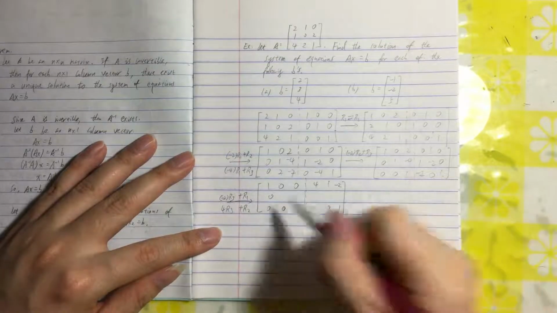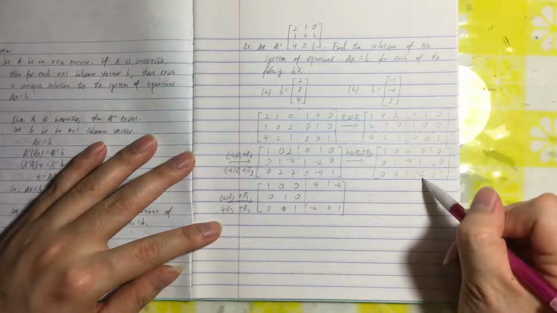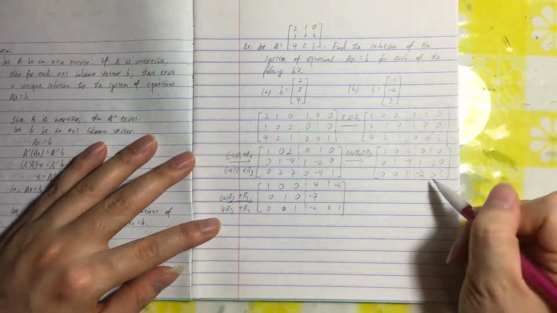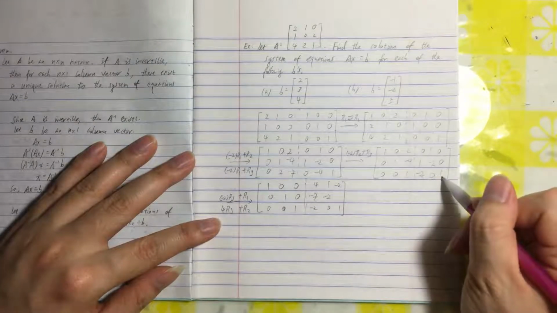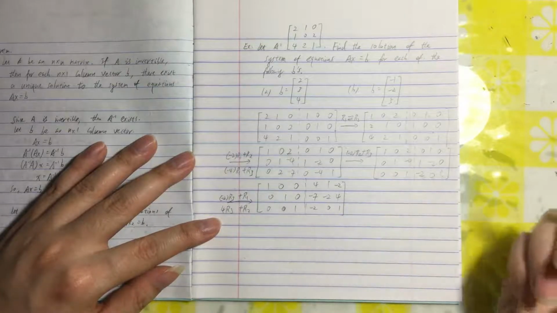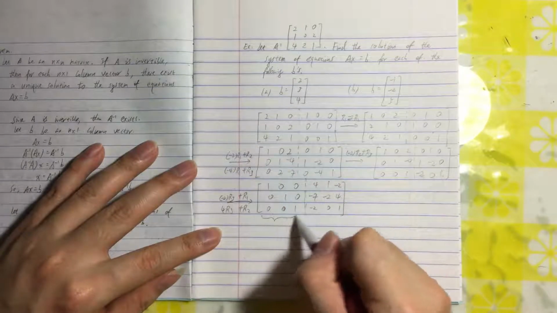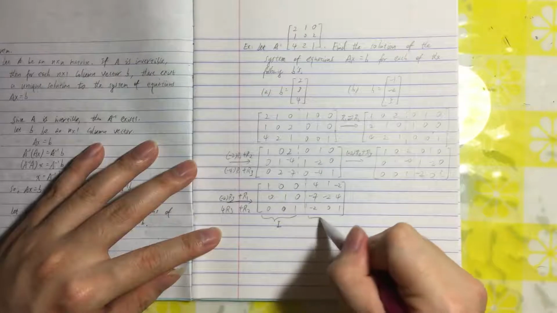I get 0, 1, 0. 4 times negative 2 is negative 8. Negative 8 plus 1 is negative 7. 4 times 0 is 0. 0 plus negative 2 is negative 2. 4 times 1 is 4. 4 plus 0 is 4. Once I make matrix A the identity matrix, the identity matrix becomes the inverse of A.